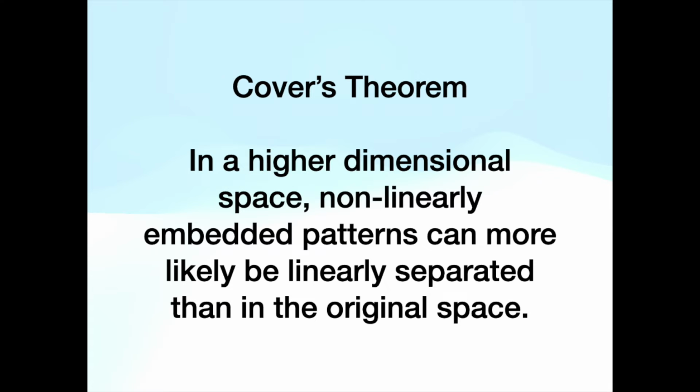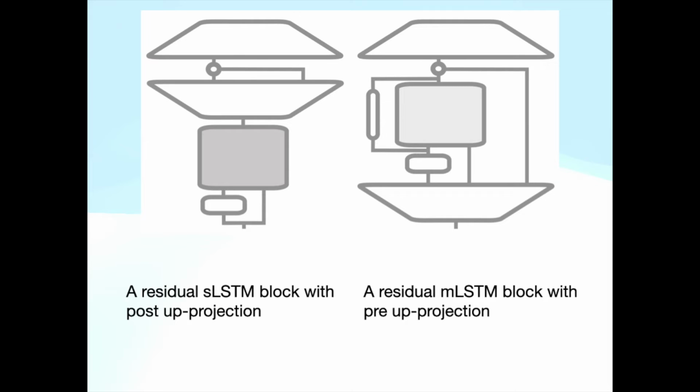xLSTM blocks should nonlinearly summarize the past in a high-dimensional space to better separate different histories or contexts. By Cover's theorem, in a higher dimensional space, nonlinearly embedded patterns can more likely be linearly separated than in the original space. There are 2 residual block architectures in xLSTM.